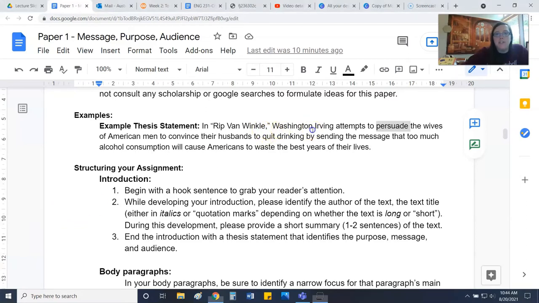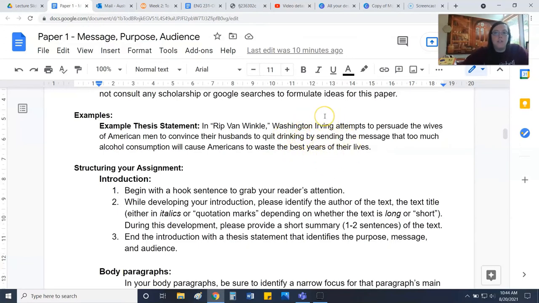And we're really direct in this thesis statement. It says, by sending the message that too much alcohol consumption will cause Americans to waste the best years of their lives. So you can notice how this message is tailored to the audience, not about the text, but what is that central idea or that thinking or even that theme that's coming out after reading the text for the reader or the audience that's identified here. So we can find all of that in the thesis statement, and that's the goal.